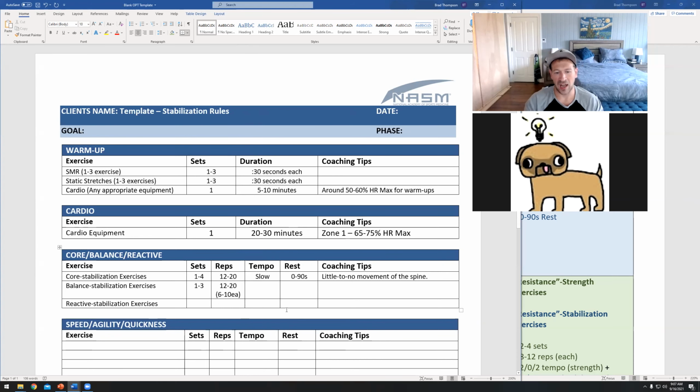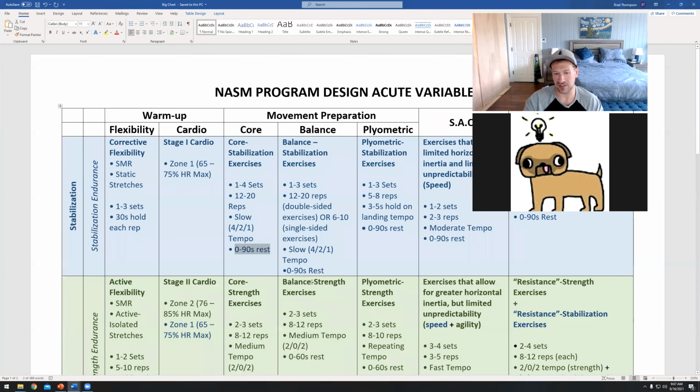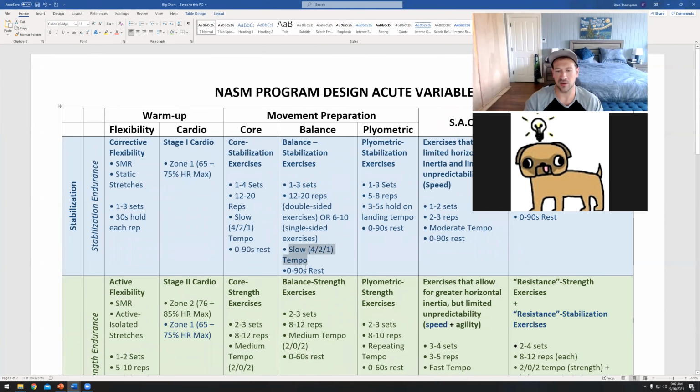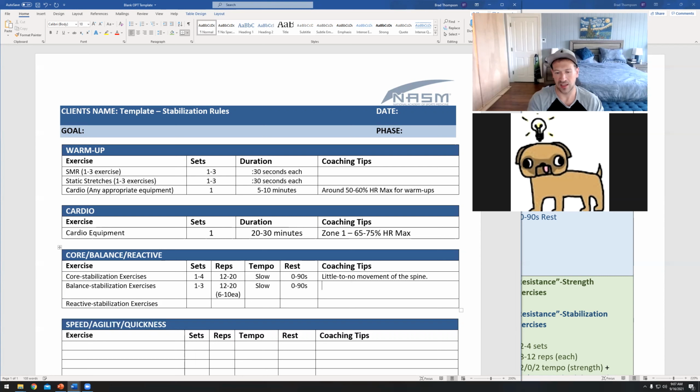Our tempo here is also going to be listed as slow. And that's going to be 0 to 90 seconds of rest. And that's little to no movement of the balance leg, right?